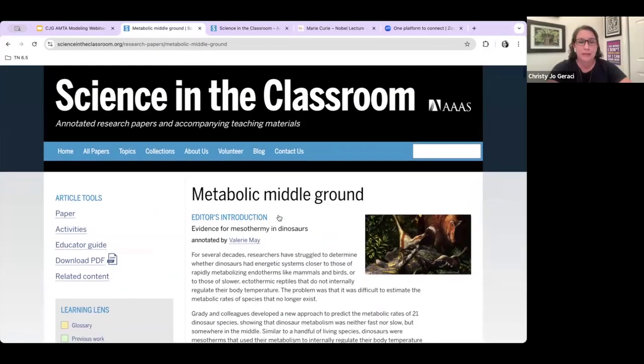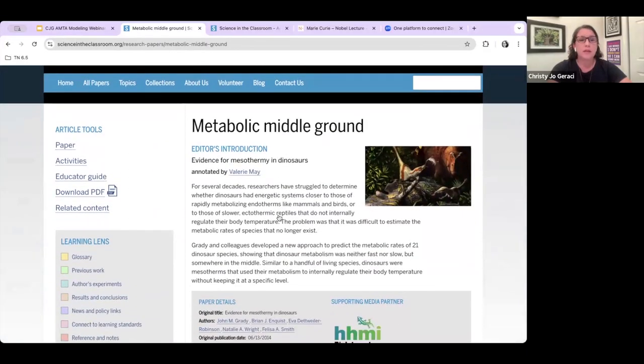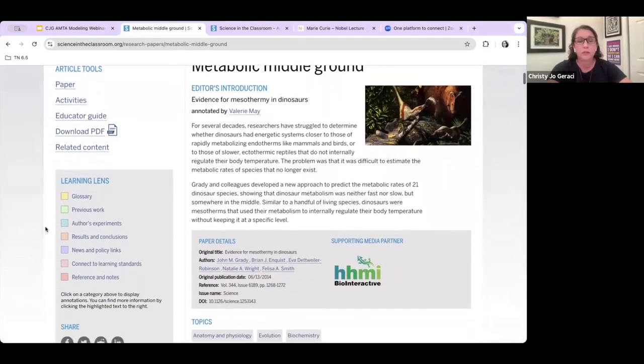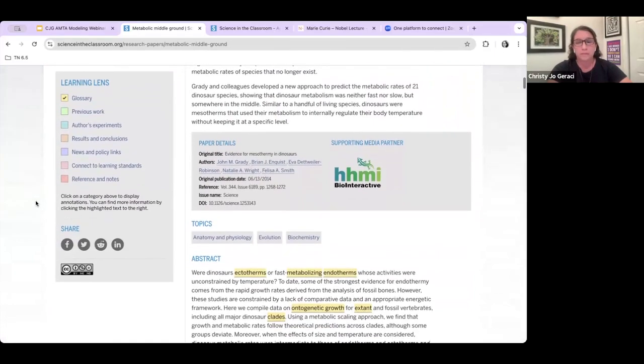Each one that you look at in the collection will have an editor's introduction. Then you'll see the resources for teachers on the left. So you can download the paper. There's some activities that you can do. There's an educator guide with more information about the science itself. You can download the PDF and go to related content. For students, what's really powerful is they can turn on different learning lenses. The first one is the glossary.